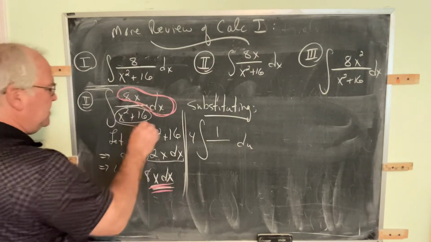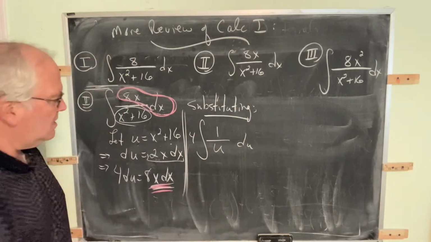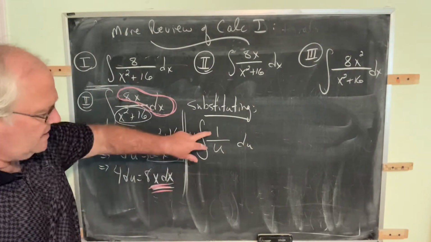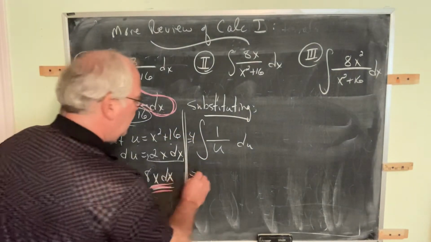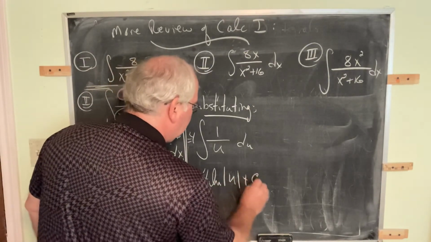And then what is this? This is x squared plus 16. That is u. So this is equal to 4 times the integral 1 over u du. That's the natural log form. This is 4 natural log absolute u.